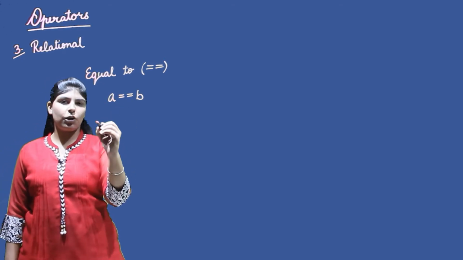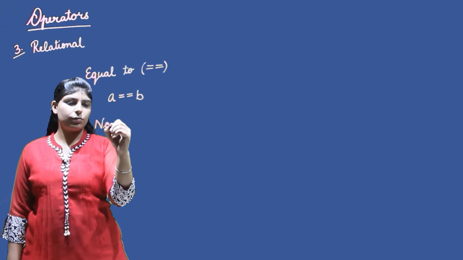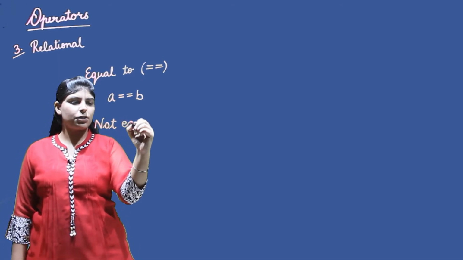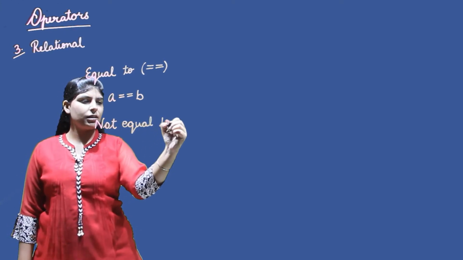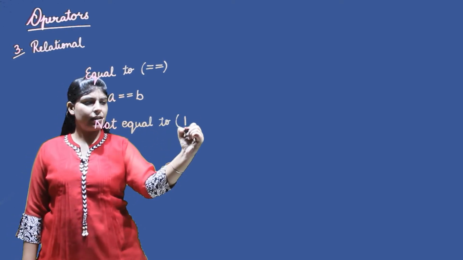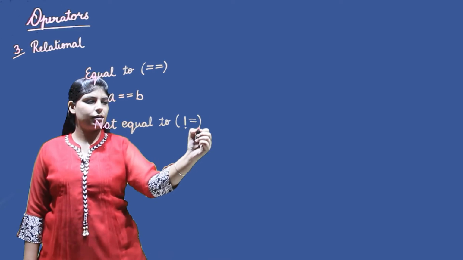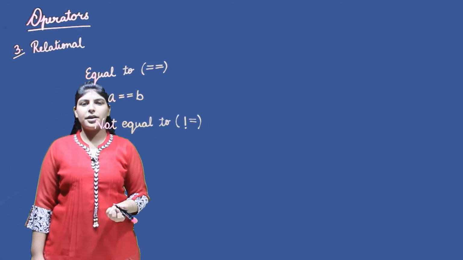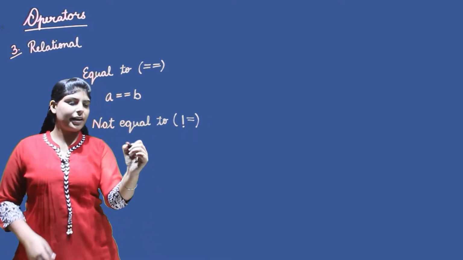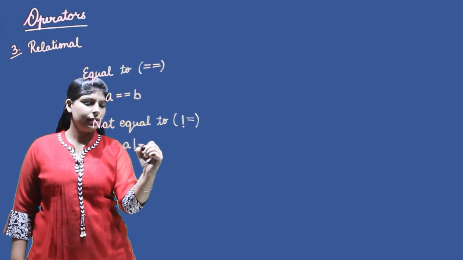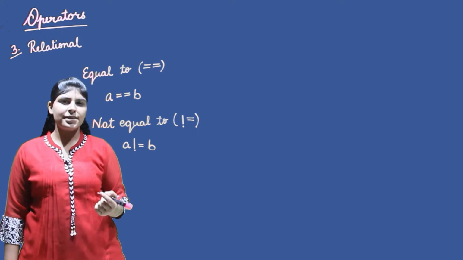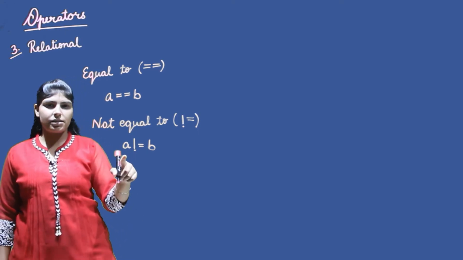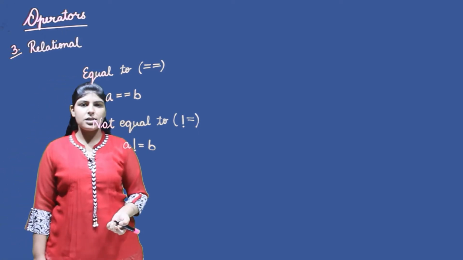The next relational operator is not equal to. This is exactly opposite to the equal to operator. It is represented as an exclamation sign and then an equal to sign. It compares if both the operands are not equal. So if I write a not equal to b, if the values of these two operands are different, then it returns true, otherwise it returns false.